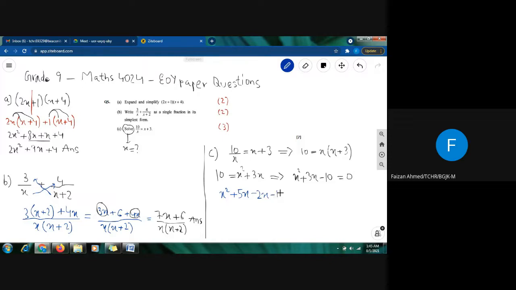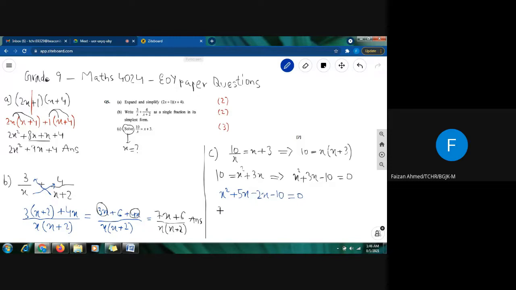This is the middle term breaking method. You guys must be familiar with this method. You have to break the middle term into two factors in such a way that when multiplied they give me 10x square, and when added or subtracted they give me 3x. So these are the two factors, 5x and 2x, which when multiplied give me minus 10x square, and when we subtract 5x minus 2x, it will give us plus 3x.